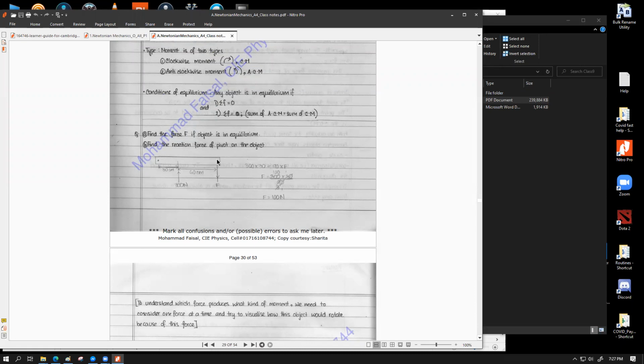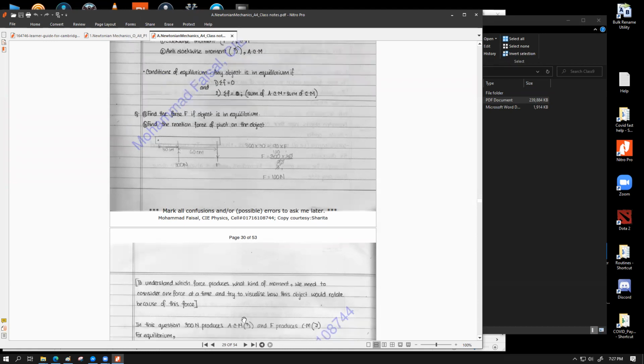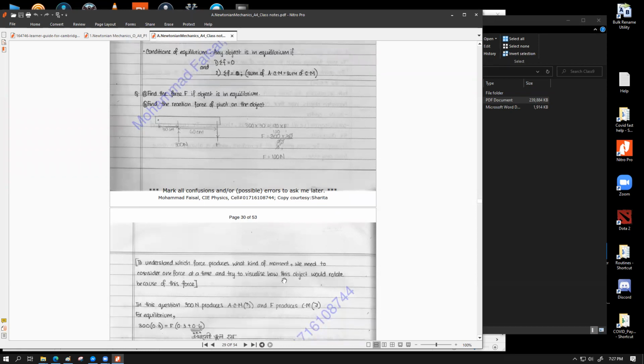In that case, this is going to only pull the bar downwards, and as a result, this thing will go downwards. So this will be a clockwise rotation. So that's how we determine the direction of the moment produced by a force, considering one force at a time. So this is what we remember.